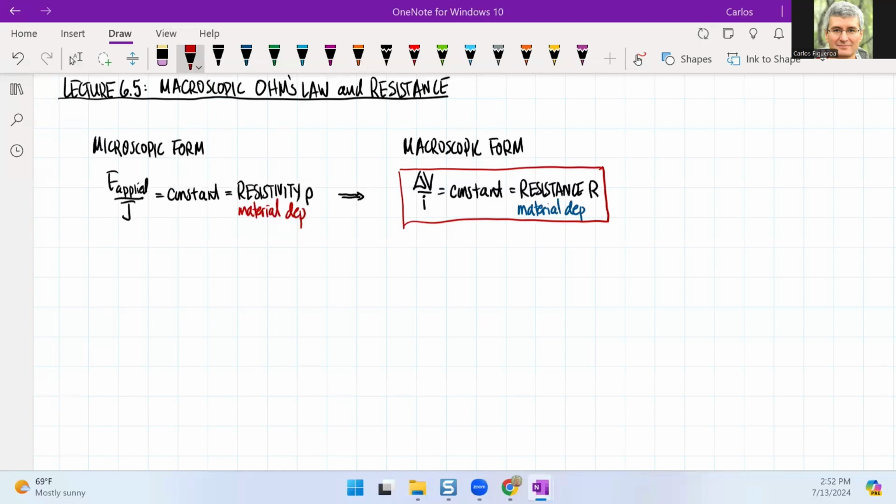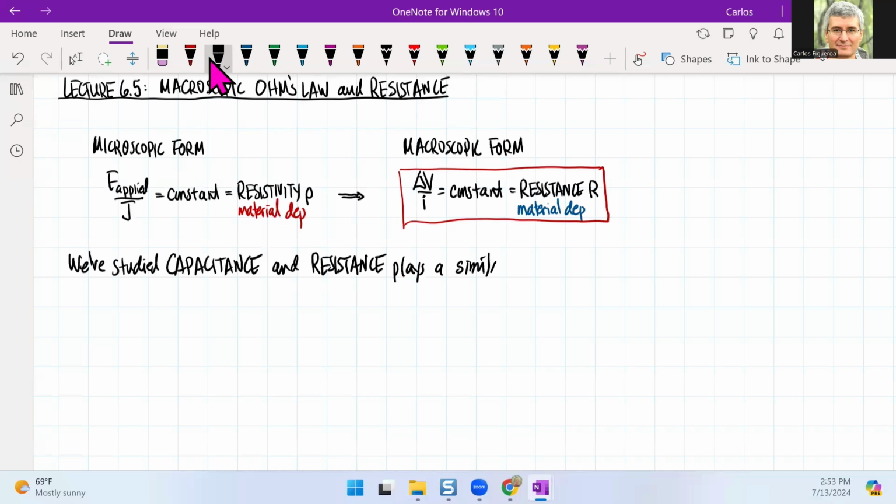So we've studied, believe it or not, resistance already, but just in a different form. I would say that we've studied capacitance and resistance plays a similar role. So what did we learn about capacitors? So if I talk about capacitors, here's what we said.